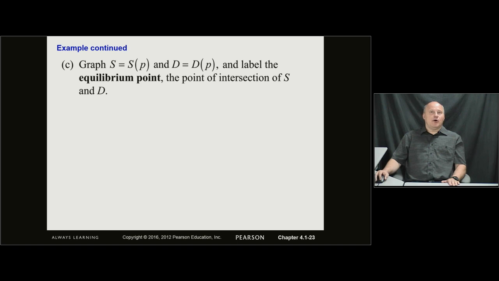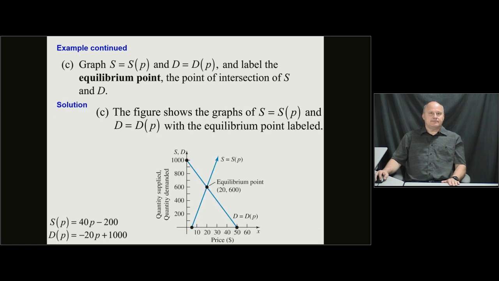Now, we're going to graph both functions, S and D, and see what happens. The equilibrium point is the point of intersection. So here's the solution. The figure shows the graphs of the supply and the demand. Remember, the supply is 40p minus 200, and the demand is negative 20p plus 1,000. And notice, neither of these lines goes past the x-axis and the y-axis, because you cannot have a negative number of widgets, and the price cannot be below 0.